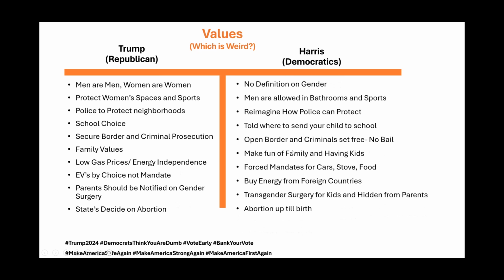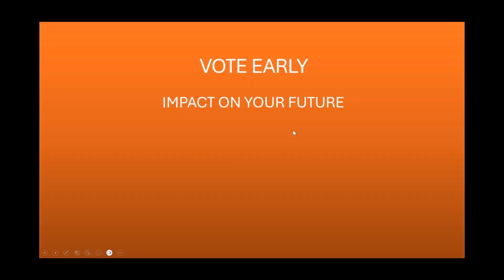Harris and the Democrats, no definition on gender. Men are allowed in women's bathrooms and sports. Reimagining police, told where to send your school, open borders, criminal free, make fun of family and having kids, forced mandates for cars and stoves and food, buying energy from foreign countries, transgender surgery for kids is hidden from your parents, abortion up till birth versus abortions decided by the state. You can decide which one's weird. On my side, I'll go with the Republicans and think that the other side's a little more weird.